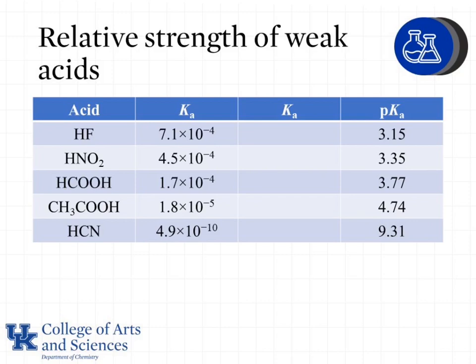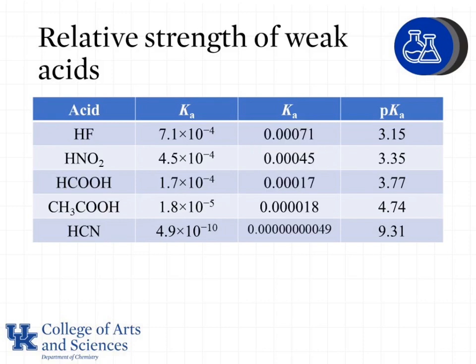In order to compare Ka values, we need to be able to compare their magnitudes. Sometimes it's harder to see what those values are when looking at the numbers in scientific notation, so we're going to rewrite them in standard notation. 7.1 times 10 to the minus 4th is 0.00071. 4.5 times 10 to the minus 4th is 0.00045. And we can continue for the other values. Now it will be easier to compare the magnitude of these numbers.